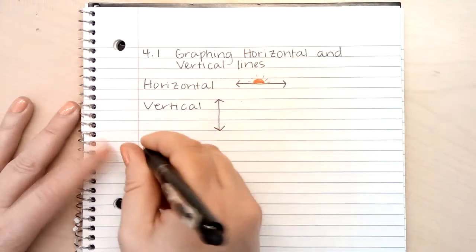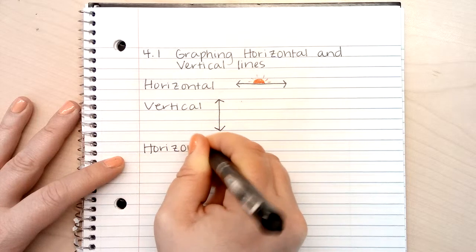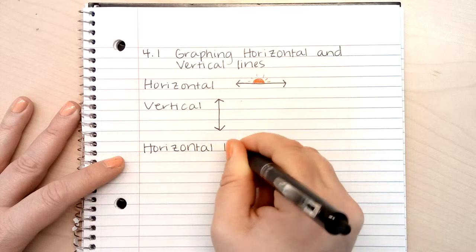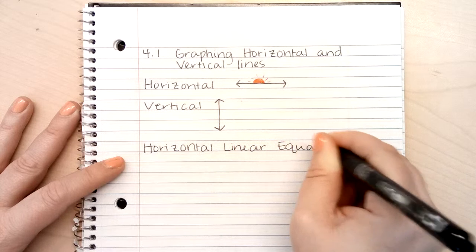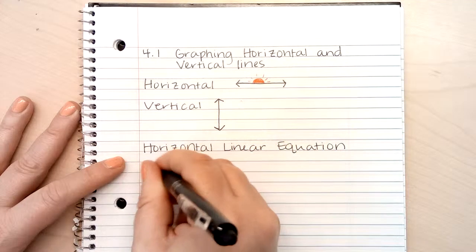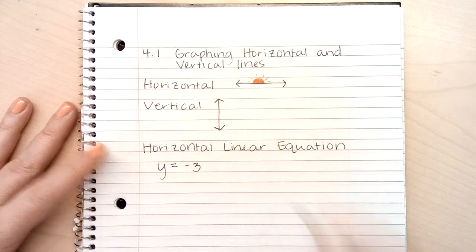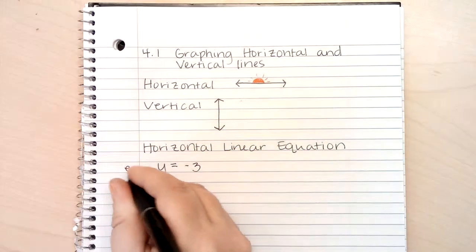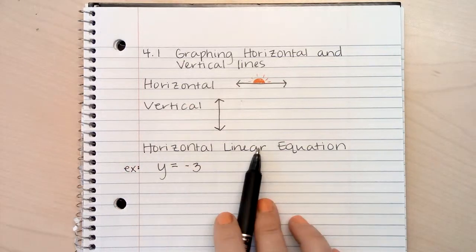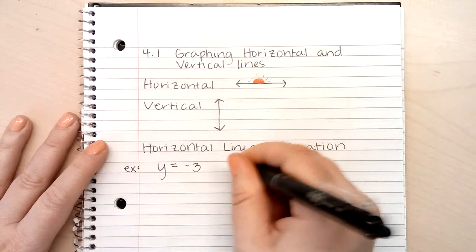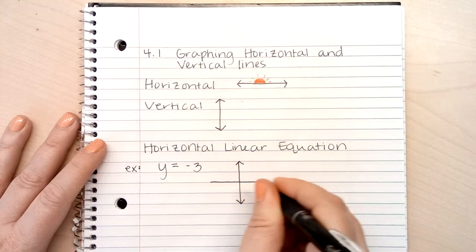This is what a horizontal linear equation looks like. It looks like y equals -3. This is our example, okay? So whenever it says y equals, it's a horizontal line, okay? And it's going to look like this. Draw our little axis. Here's my coordinate plane.